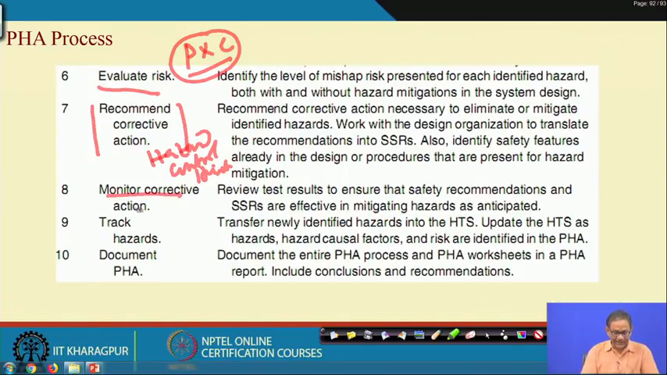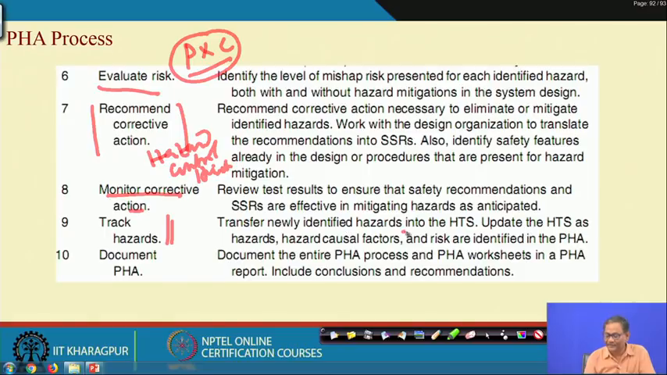Then monitor corrective actions. Review test results and ensure that the safety recommendation and SSR are effective in mitigating hazards as anticipated. This is basically, once you improve, it must be monitored and maintained. Then track hazards, whether the hazards are still occurring or not.